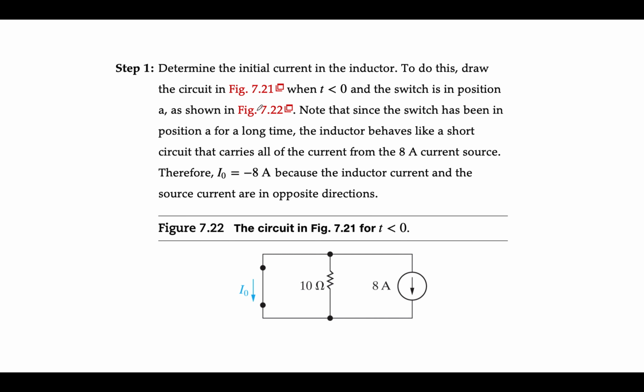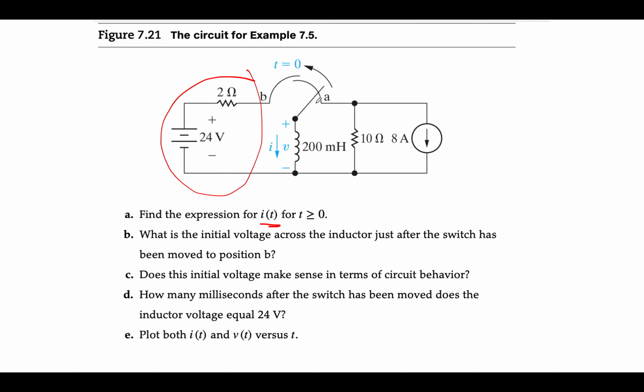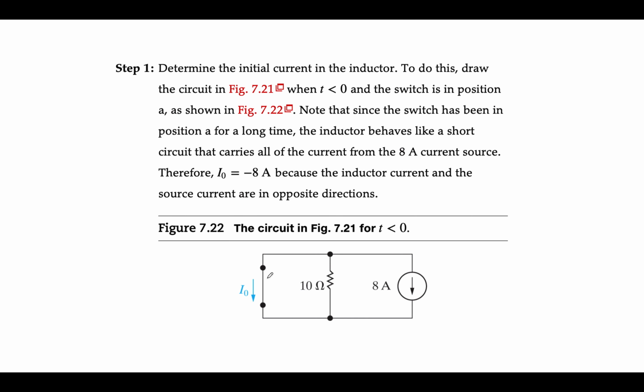The first thing we want to do is look at the circuit when the switch is in position A. So let's go back. So the switch is over here. It's been sitting for a long time. The inductor looks like a short. And remember, the current in the inductor is defined from top to bottom node here. Okay, so there's where my inductor was. Okay, here is the circuit for t less than 0.